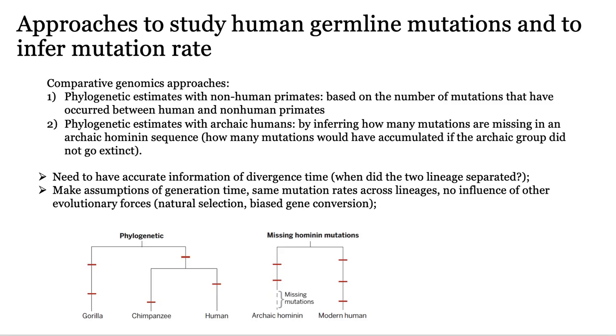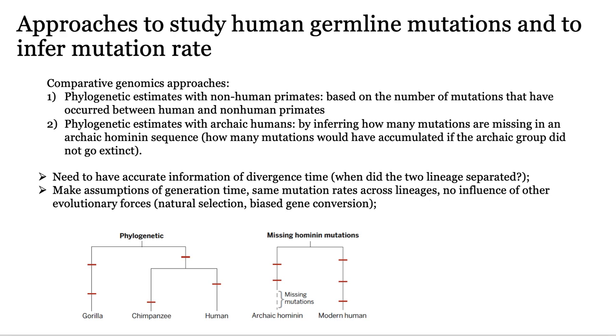The problem with this kind of phylogenetic approach is that you need to make some assumptions, especially about how much time has passed since the two lineages separated, or how old that ancient human DNA is. And all those estimates could be inaccurate.